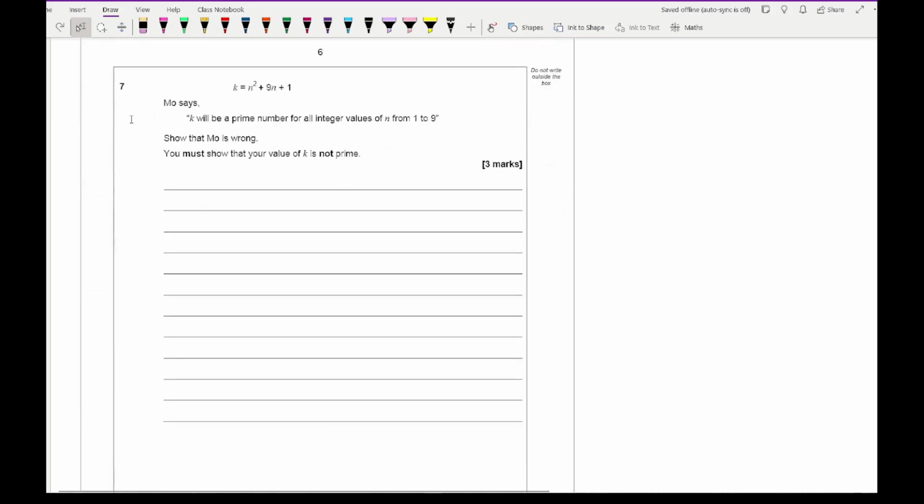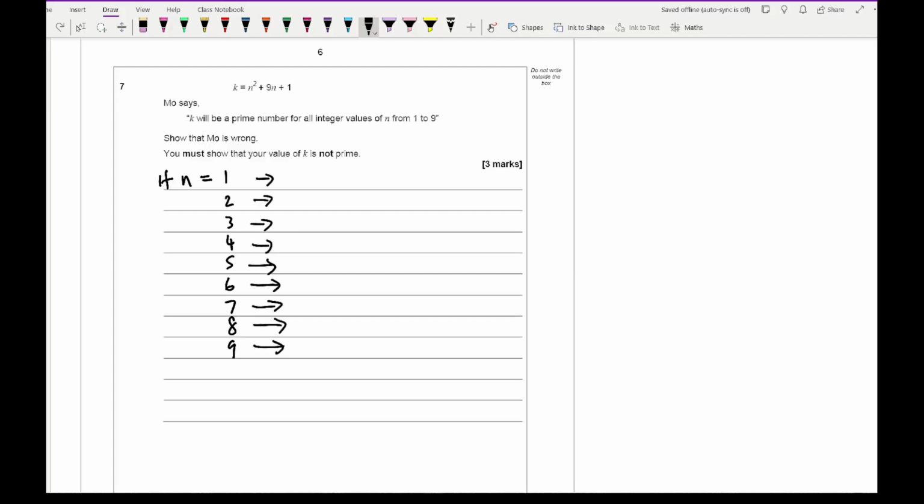Moving on to question 7, it says that we've got k equals n squared plus 9n plus 1. Mo says that k will be a prime number for all integer values of n from 1 to 9. Show that Mo is wrong. You must show that your value for k is not prime. So for here, if I substitute n equals 1, 2, 3, 4, 5, 7, 9, what we're going to do is substitute it all into the values and hope that we notice that one of these numbers is not prime.